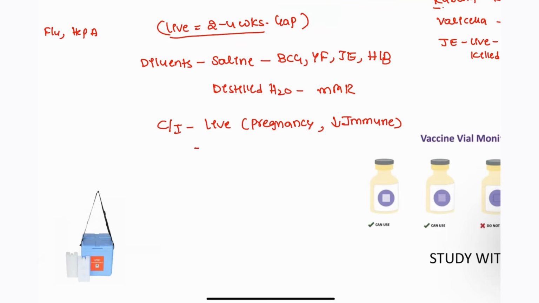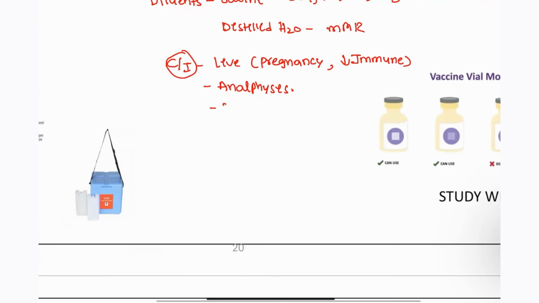And also those who have an anaphylaxis reaction, we are going to contraindicate all types of vaccine. Okay, that is the first thing that you have to remember. Next, if the baby is having seizures with a vaccine, especially the DPT vaccine, then it is also contraindicated in the next dosage.